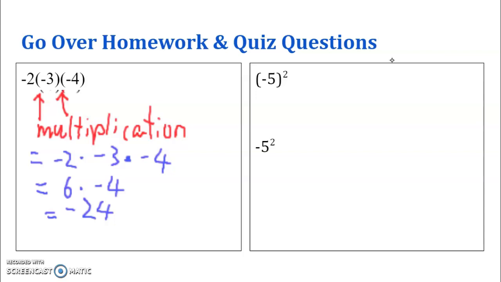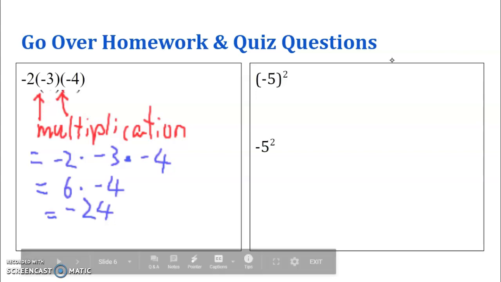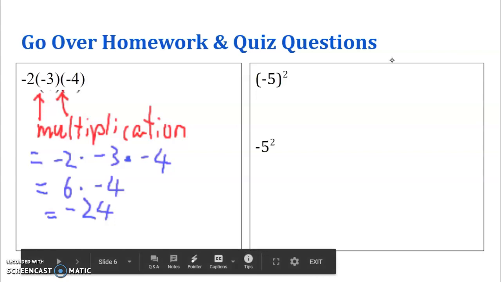Okay, that parenthesis is there to sort of tell you that the negative number belongs to 3. So that becomes negative times negative is positive, so positive 6 times negative 4. There is still the operation of multiplication. 6 times negative 4 is going to be negative 24, because positive times negative is going to be negative.